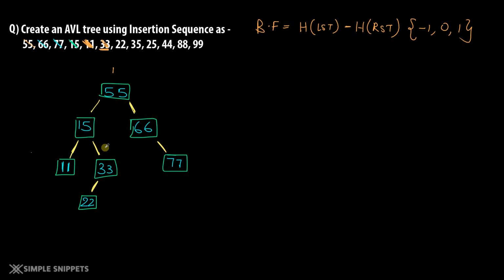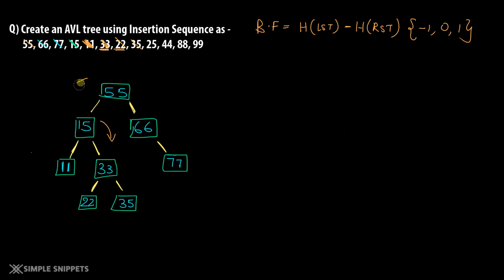Let's proceed, let's insert one more value. So 22 done, we are proceeding to 35. So 35 is greater than 15, go to the right... 35 smaller than 55, go to the left. 35 greater than 15, go to the right. 35 greater than 33, go to the right, and this is where you insert 35.